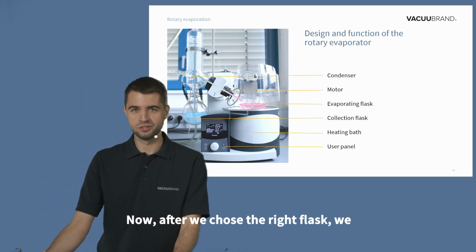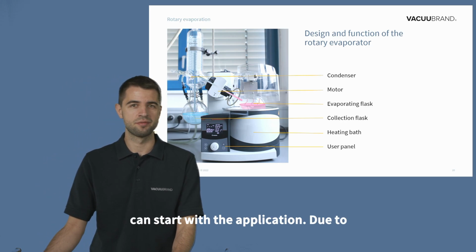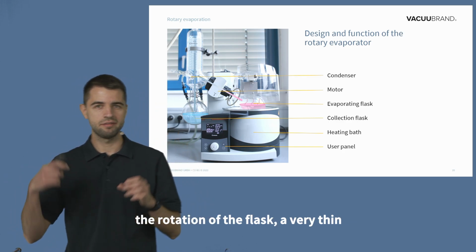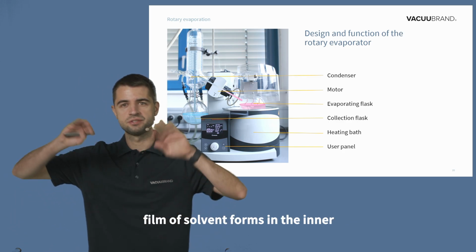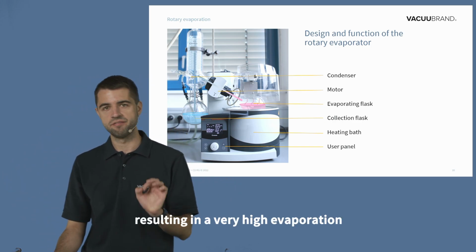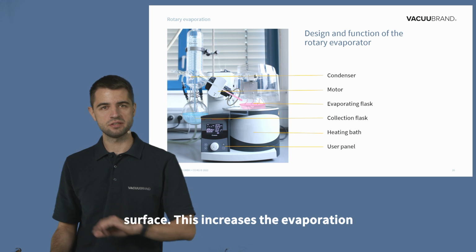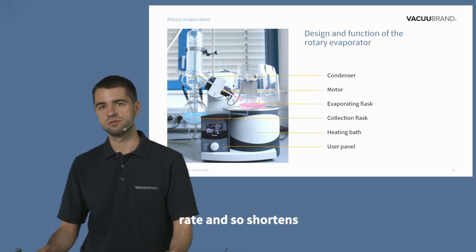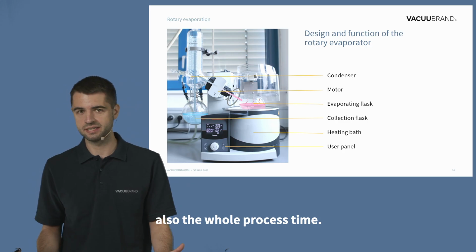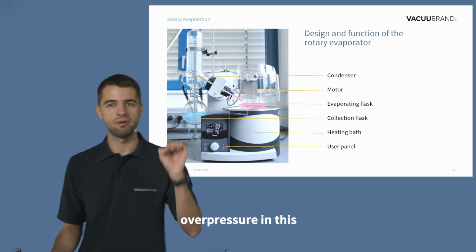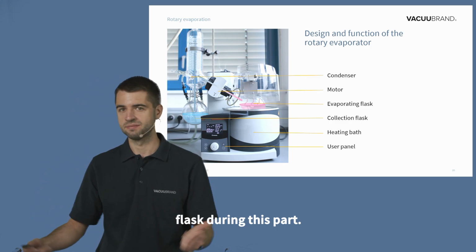Now, after we chose the right flask, we can start with the application. Due to the rotation of the flask, a very thin film of solvent forms on the inner surface of the flask, resulting in a very high evaporation surface. This increases the evaporation rate and so also shortens the whole process time. The evaporation creates a slight overpressure in this flask during this part.